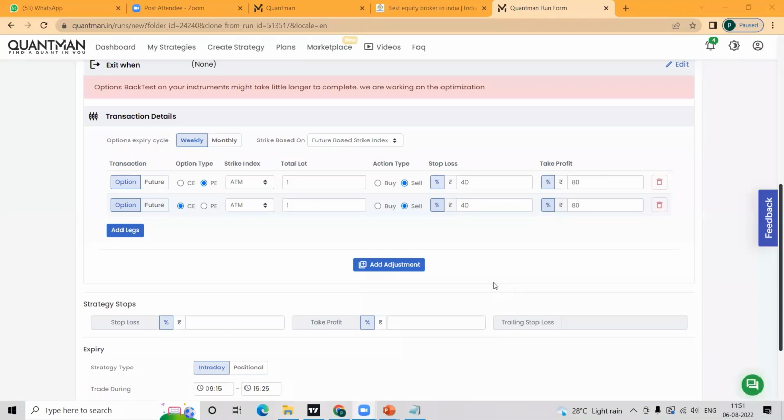I think selling only one order per day. Only one order per day. 40%. Say for example, because premiums will vary from Tuesdays to Thursdays. Thursdays we are getting low premium, so I'm putting only stop loss at 40% of the premium.